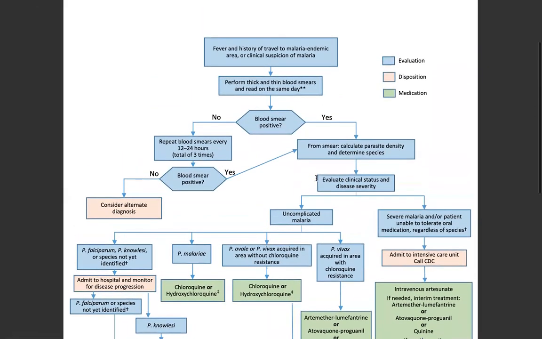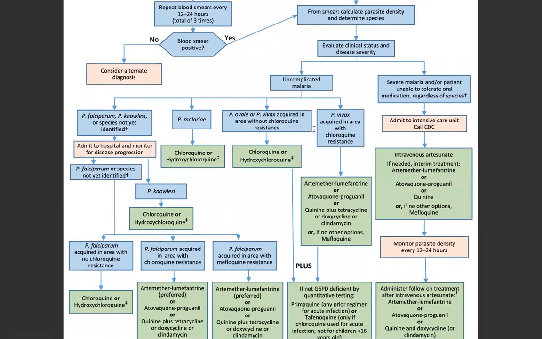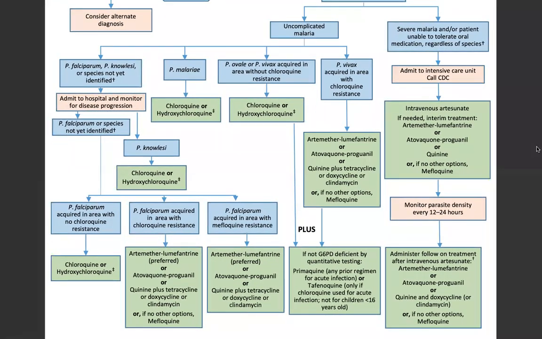The Centers for Disease Control and Prevention has made some protocol guidelines for the management of malaria. In malaria management, cases are categorized into two main categories: severe malaria and uncomplicated malaria.